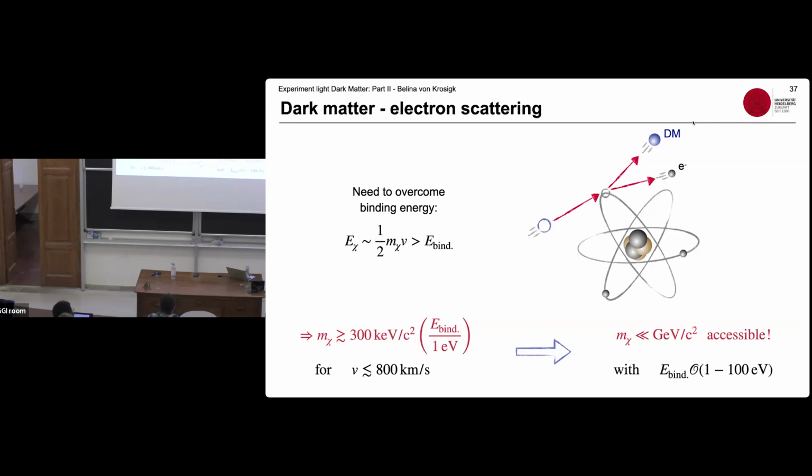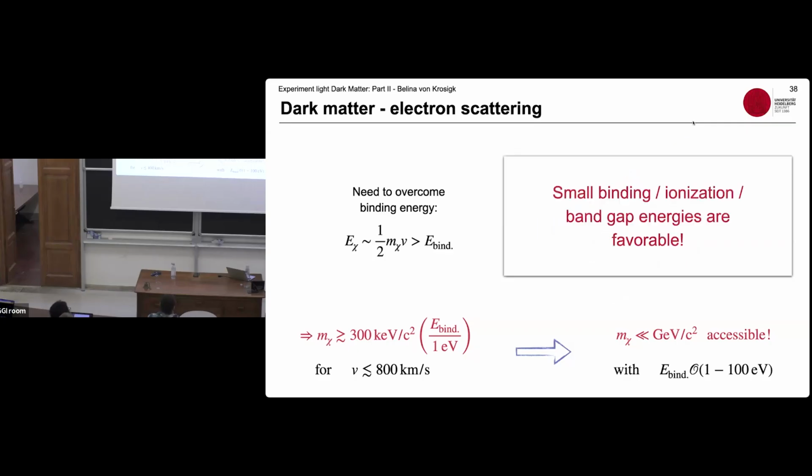Or in other words, we can really go well below the GeV scale of probing dark matter if we are able to measure the released electrons. So this is just the key idea here. And of course, this tells you that when you want to pick a good material, the smaller the binding energy, the smaller the mass reach that you can have. And so there also xenon is not ideal, or noble gases in general are not ideal.